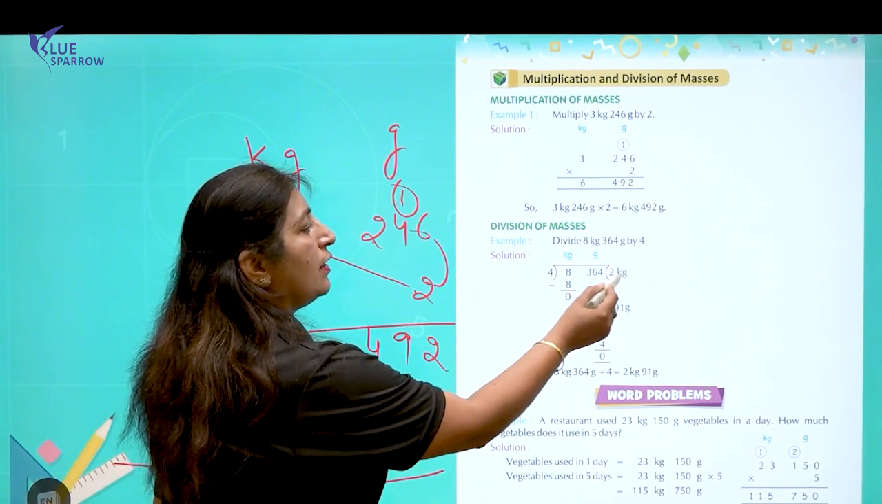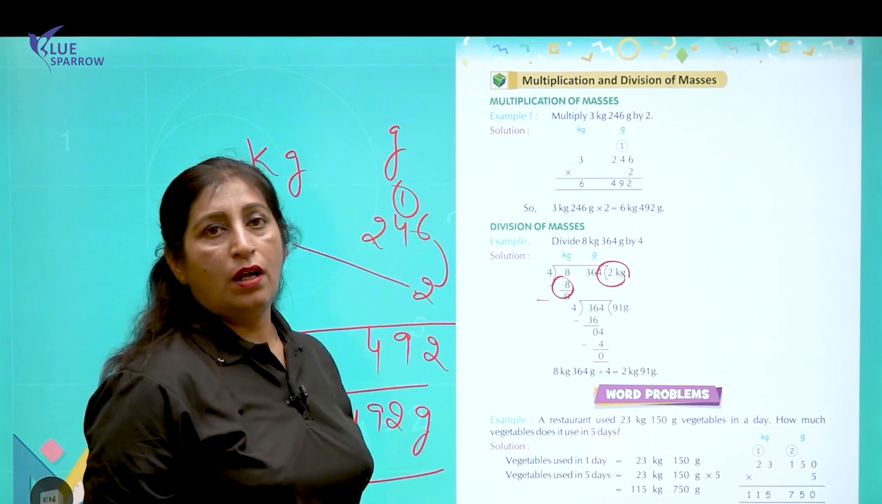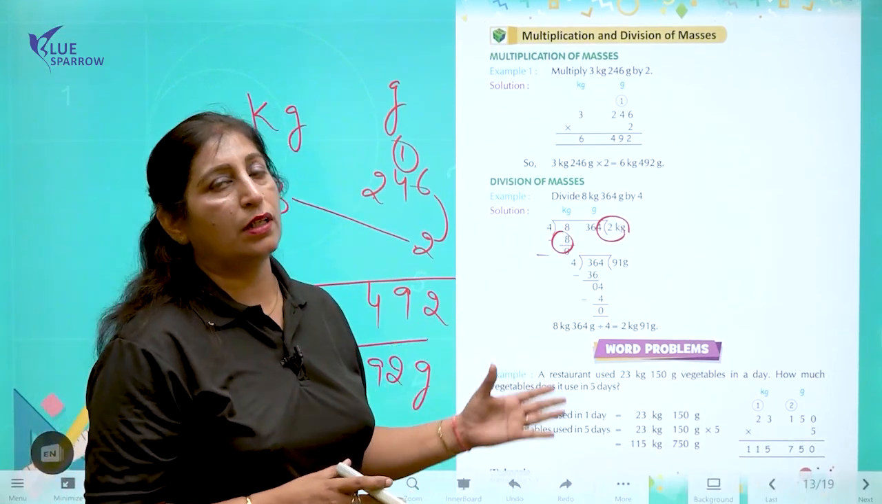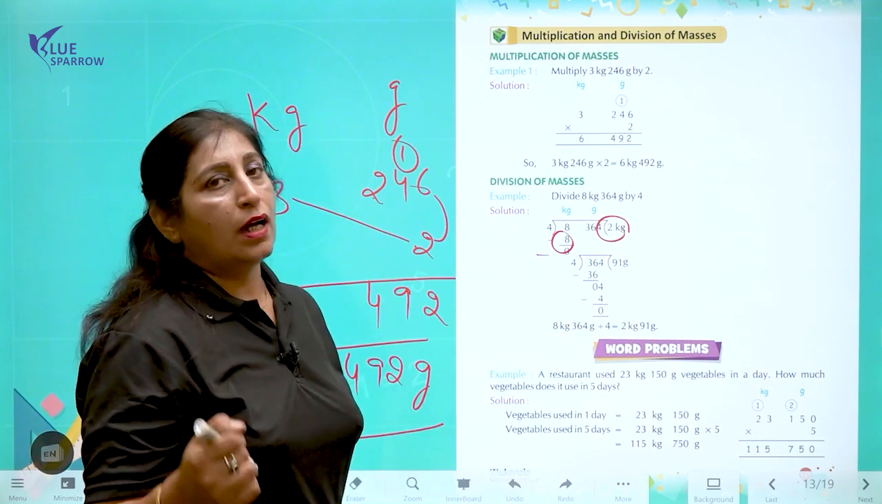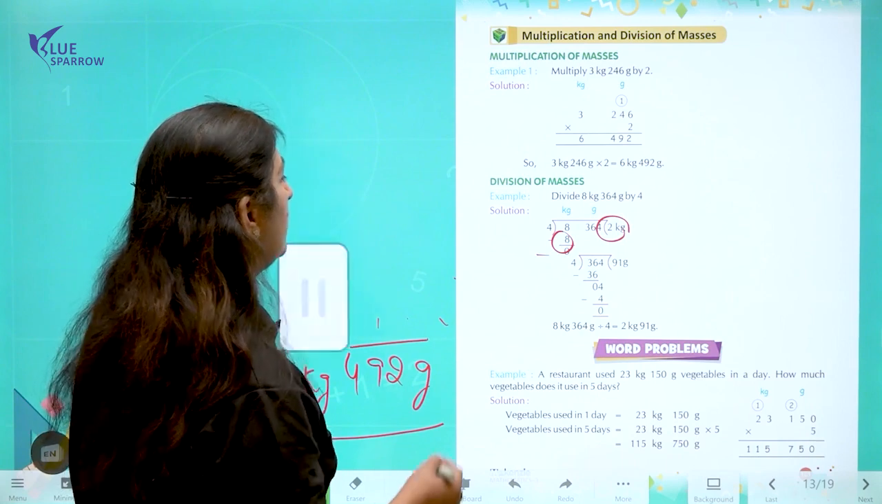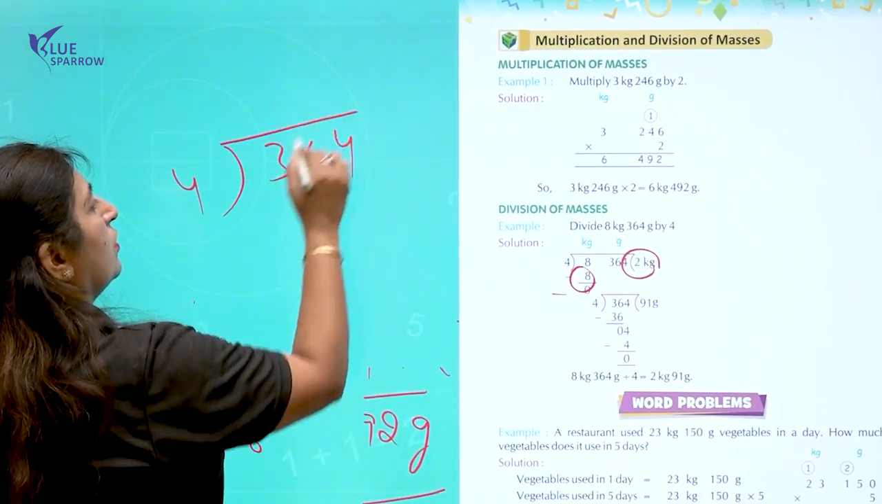So 4 2s are 8. You know that 4 2s are 8. 8 minus 8 gives 0. And now we would divide 364 grams by 4 in the separate column. And now 364 when divided by 4, what does it give us as quotient?